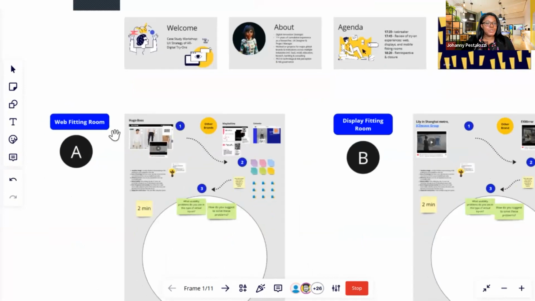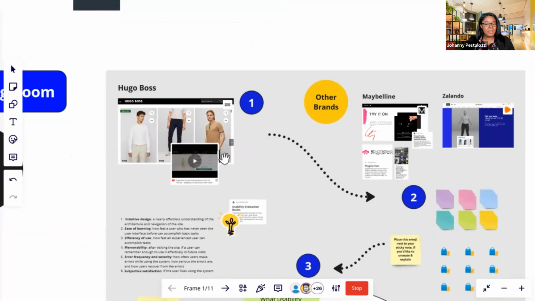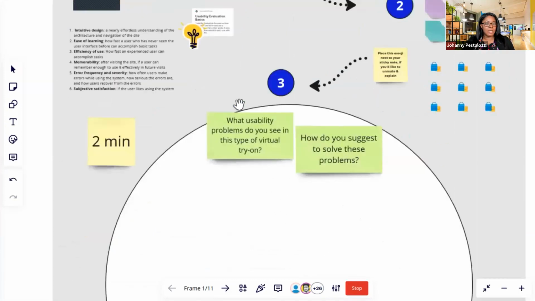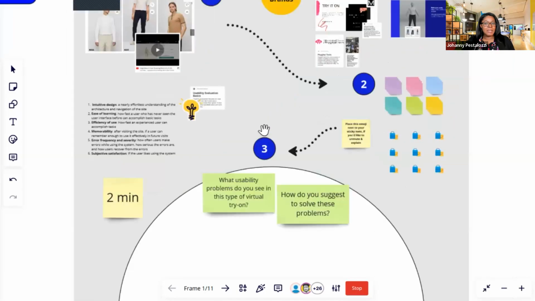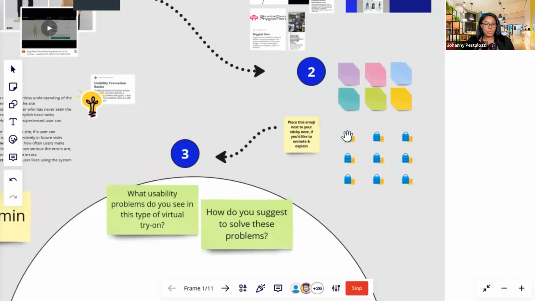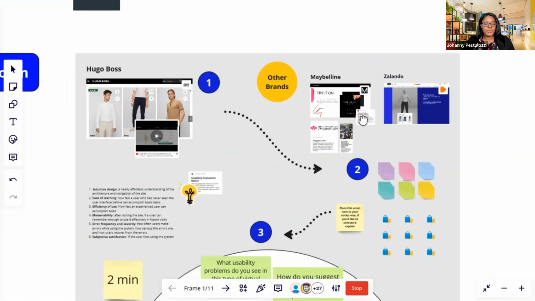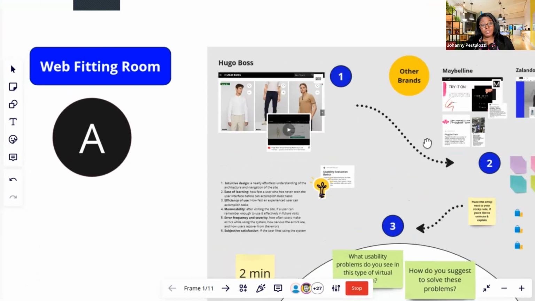So I will show you a short video, and then I will introduce you to a series of questions, and you will select a sticky note from here, and you will answer the questions that are posed in here. I will describe it later on. And also you can select an emoji like a shopping bag next to your sticky note in case you would like to describe what you wrote in the sticky note. So without further ado, let's start with the web fitting room.